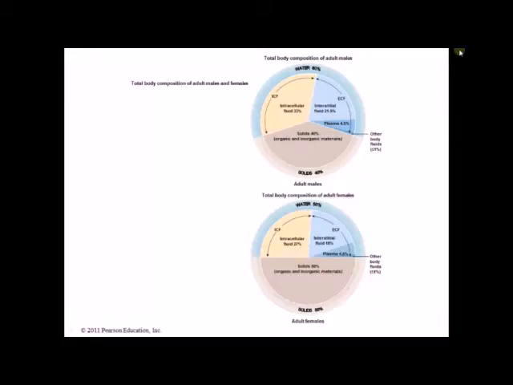Actually, if we look at this chart here, we can see men at the top and women at the bottom. So for men, they're about 40% solids, 33% intracellular fluid, 21.5% extracellular fluid, and plasma about 4.5%. Whereas for women, solids are about 50%, intracellular fluid 27%, interstitial 18%, and plasma again at 4.5%. So we do have variations between the genders when it comes to volume.